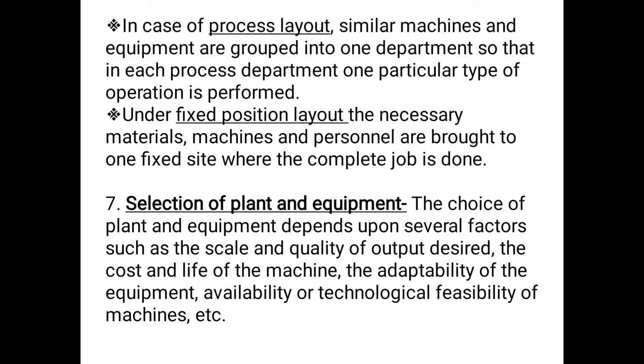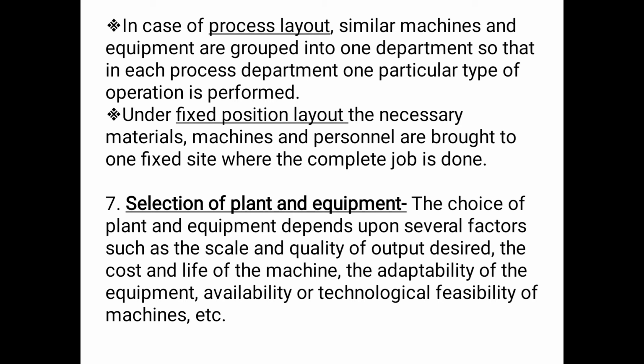The 7th function of production department is the selection of plant and equipment, that is the tools. The choice of plant and equipment depends upon several factors, such as the scale and quality of output desired, the cost and life of the machine, the adaptability of the equipment, availability or technical feasibility of the machine. So these are the factors on which the plant and equipments are selected.